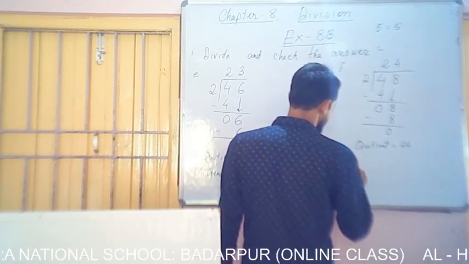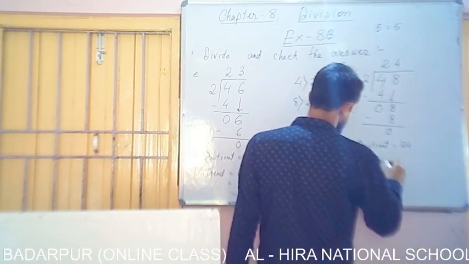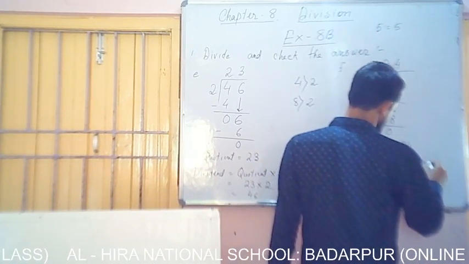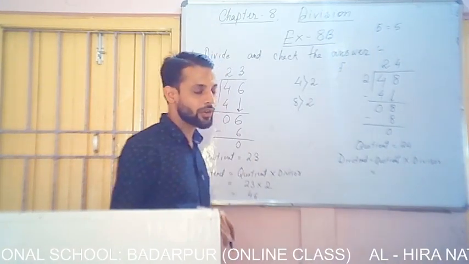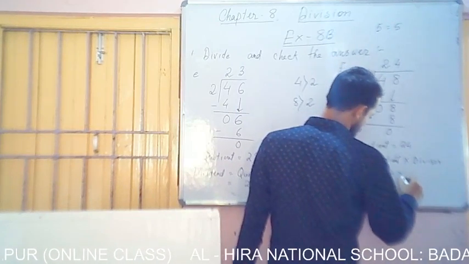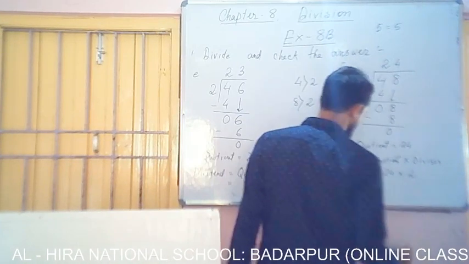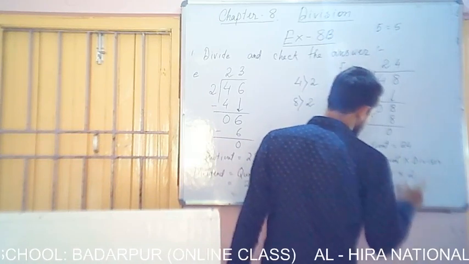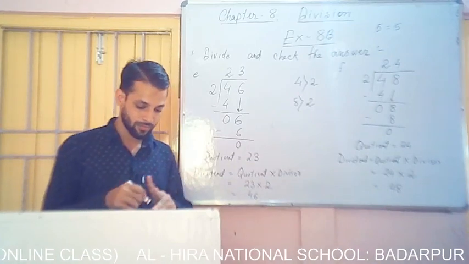Okay. Now we have to check whether the answer is correct or not. Dividend equal to quotient into divisor. So in place of quotient we are going to write what? 24. In place of divisor we are going to write 2. So if we multiply these two numbers, 24 multiplied by 2, which is equal to 48 and is equal to the dividend, so the answer is correct.